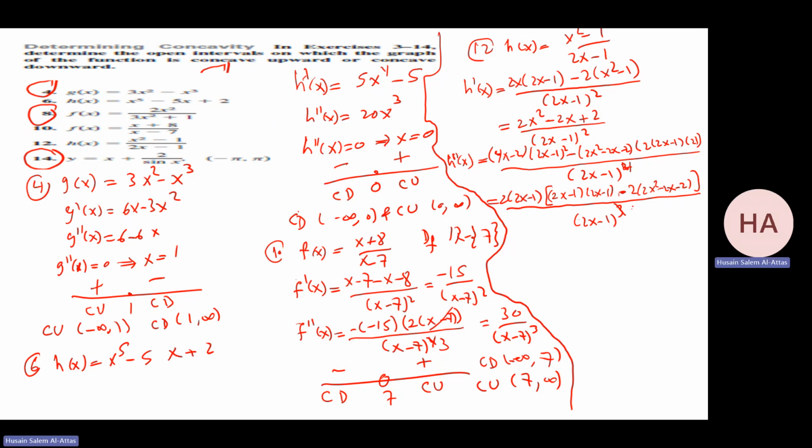So this becomes 4 here. It becomes 3, and this is cancelled. So what do we have? We have 2, 4x squared times 2, that is 8x squared.